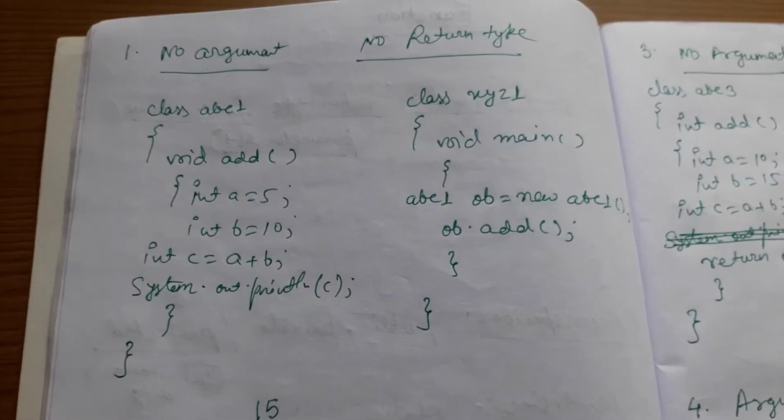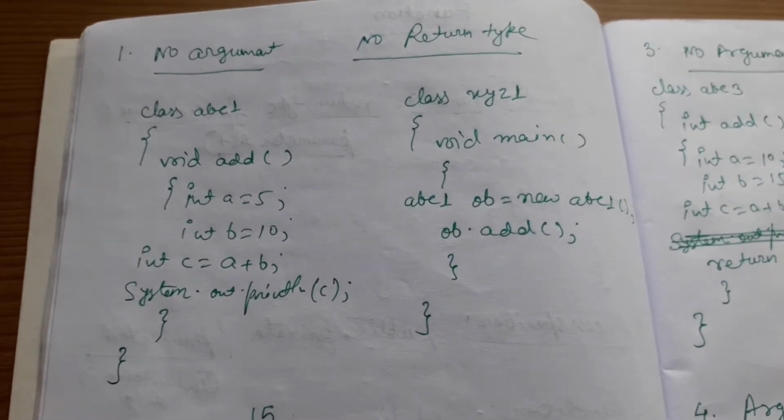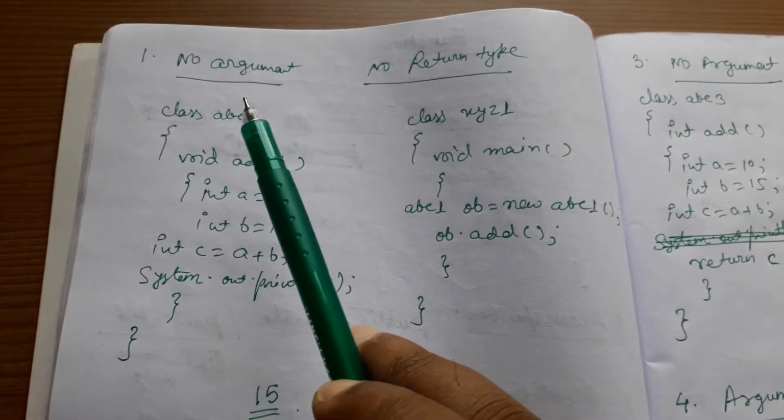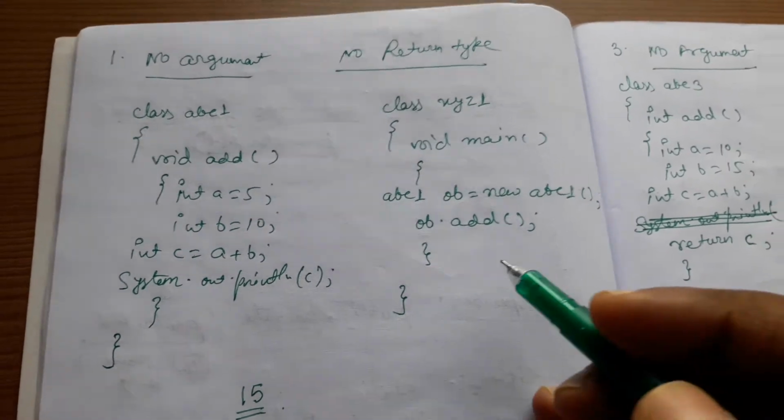Okay, so now we will see different types of functions according to argument and return types. First, no argument, no return type. These types of functions we will see here now.